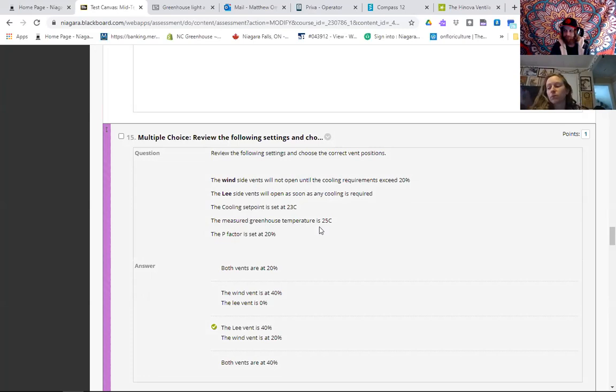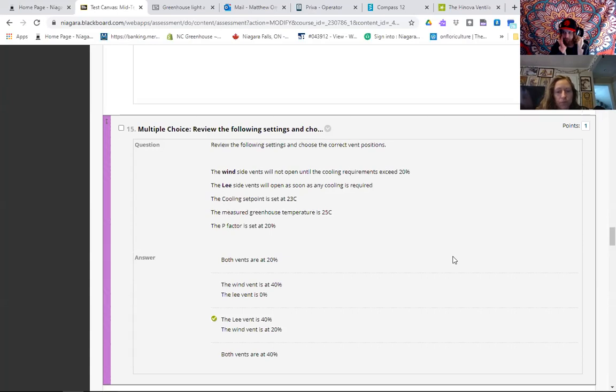There's a difference between the set point and the measured greenhouse temperature. With our P factor set at 20%, we're going to need 20 times 2, which is 40. So our lee side vent is going to open to 40%. And the wind side isn't going to open until 20%, right? So at 20%, it's only going to be another 20% that it's going to be open. So the wind side is always going to be following the lee side, okay?